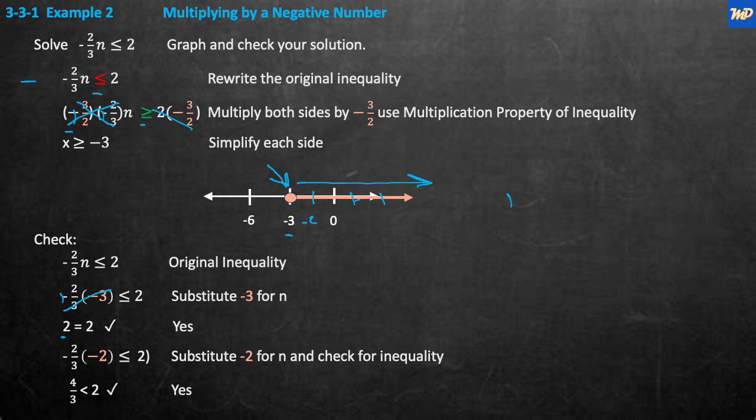So we put in negative 2: negative 2/3 times negative 2, is that less than or equal to 2? Negative times negative is positive, 2 times 2 is 4. The answer here, after you simplify, is 4/3. Is 4/3 less than 2? And the answer is yes. So the equal to part is correct, and the less than part is correct. The symbol is facing the right direction. So there we have the solution.